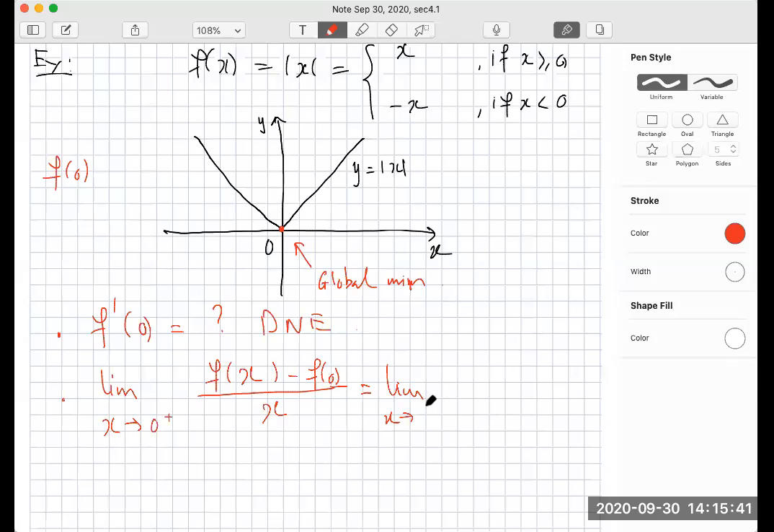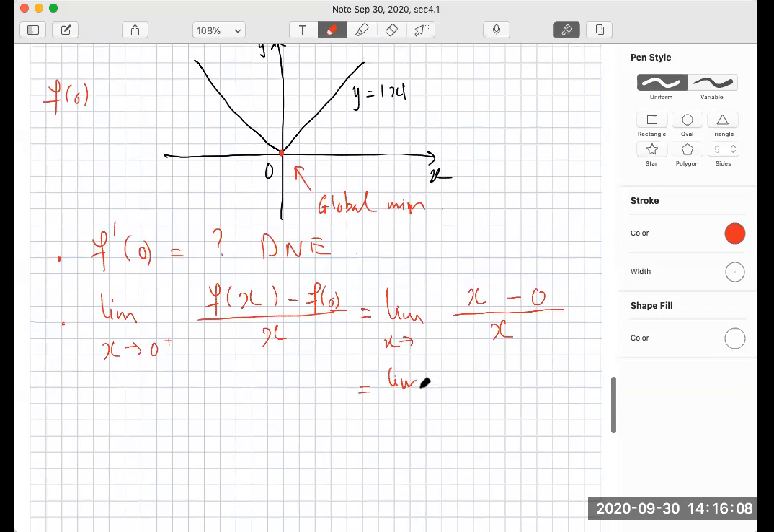It means that x approaches 0 from the right-hand side, so x is positive. If x is positive, then f of x will be? Yes, f of x is x. And what is f at 0? 0. And divided by x, right? So this is the limit of a constant, 1. The limit of a constant is that constant.